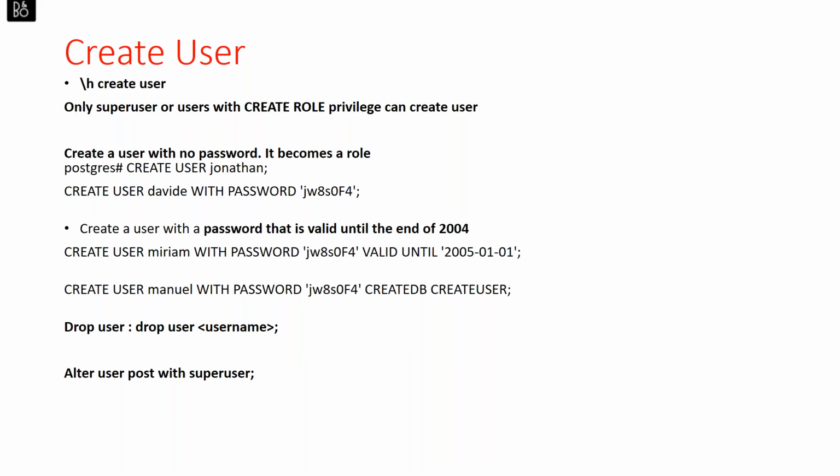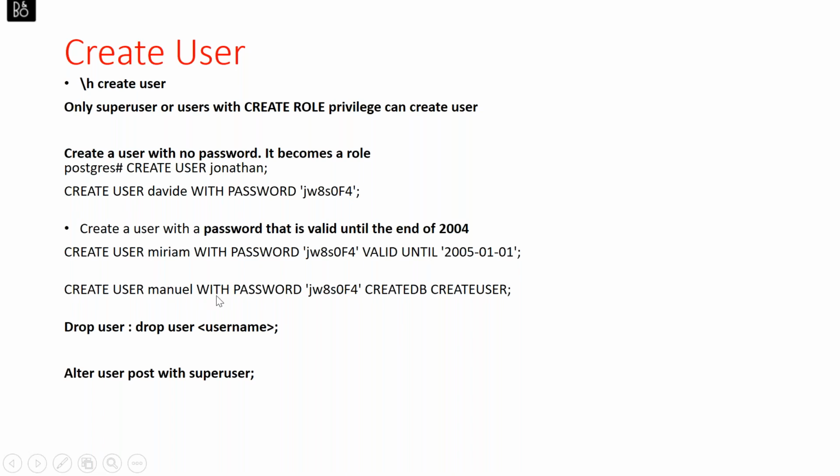I just explained here the role and users. So now you cannot log in with this user Jonathan. You cannot make it an owner also. Without a password it becomes a role. So Jonathan is a role technically. Create a user with no password, it becomes a role. Create user with password valid until, so this user will be valid until this point, after that this user will become locked.